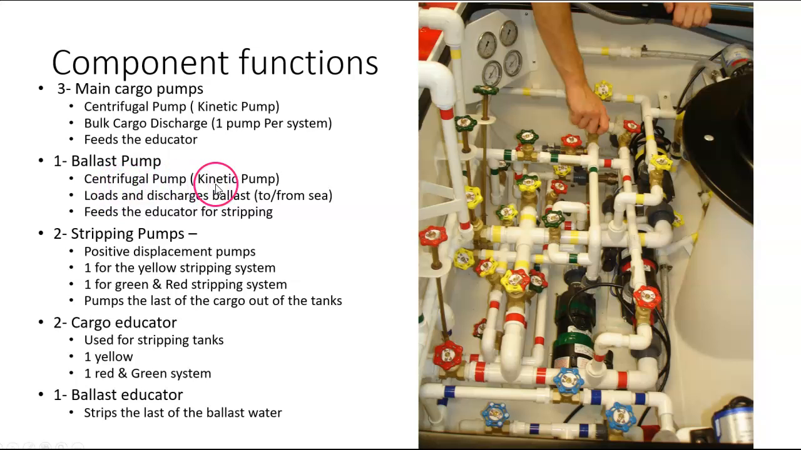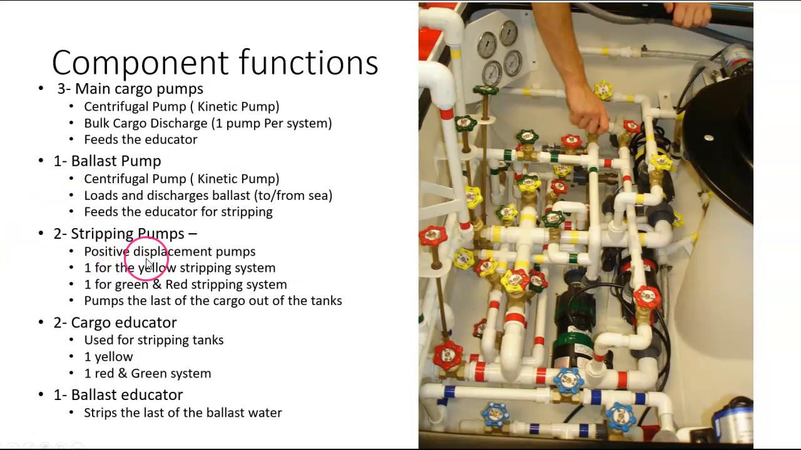I have a ballast pump. It too is a kinetic pump or a centrifugal pump. It's designed to load or discharge ballast onto the ship. It's going to take ballast from the sea, from the pool, and put it into a tank. It's going to take ballast water from the tank and put it into the pool. Okay? But I only have one pump. It's not two independent pumps to do these things. It too is going to have an eductor on it, and that system has to be able to feed the eductor. We'll make sense of what that means here in a minute.